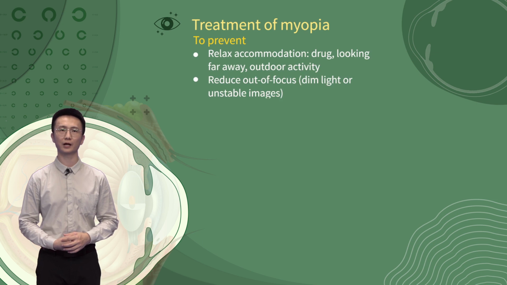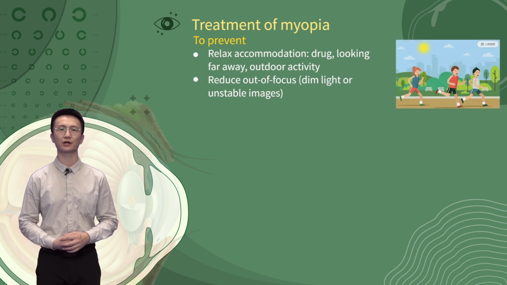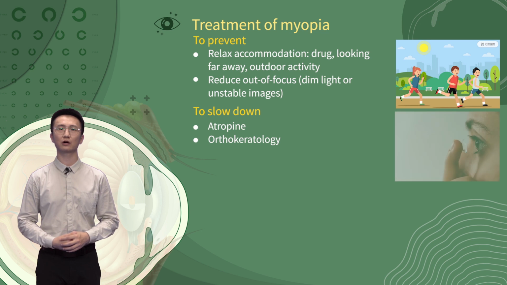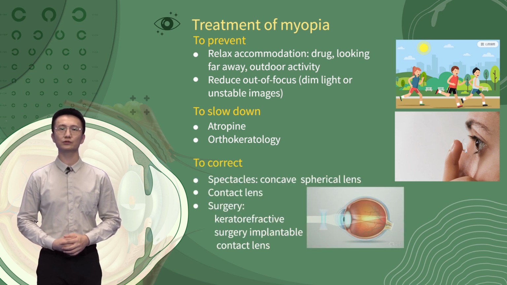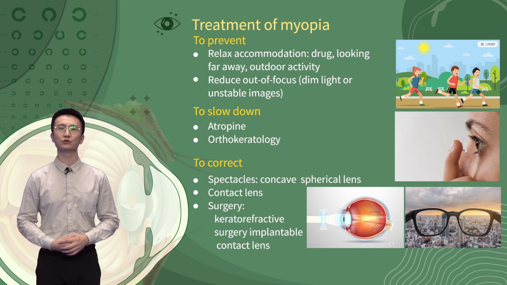It has been proven that accommodation relaxation, such as outdoor activity, is beneficial for myopia prevention. Atropine eye drops and also orthokeratology lenses are useful in slowing down the development. To correct myopia, we use concave spherical lenses which move the image back to the retina. Refractive surgery can be considered for adult patients who prefer not to wear eyeglasses. Also, don't forget to screen and treat the myopia-related complications.